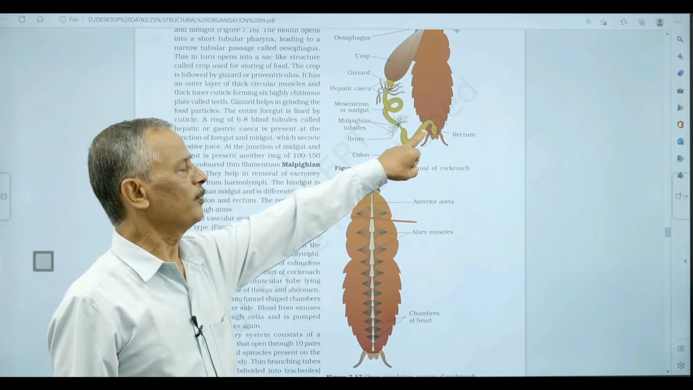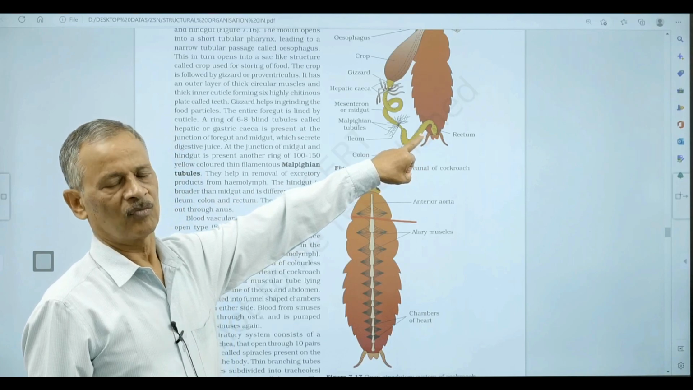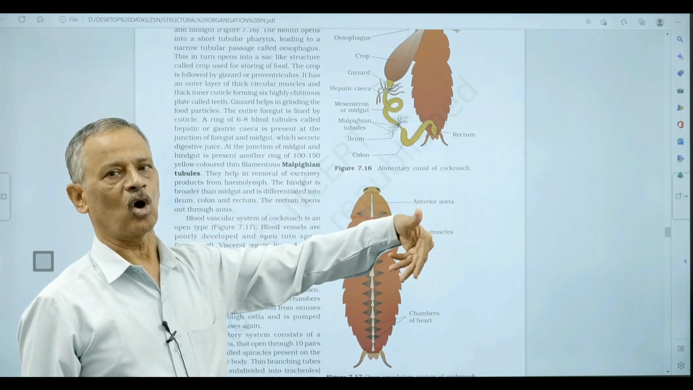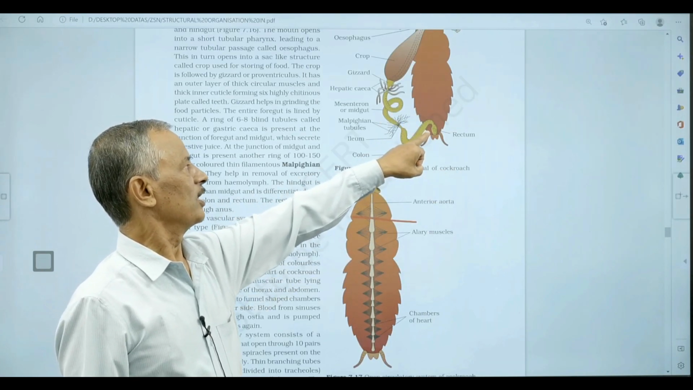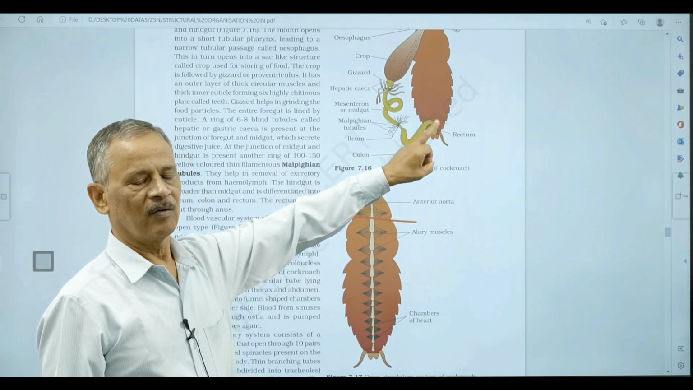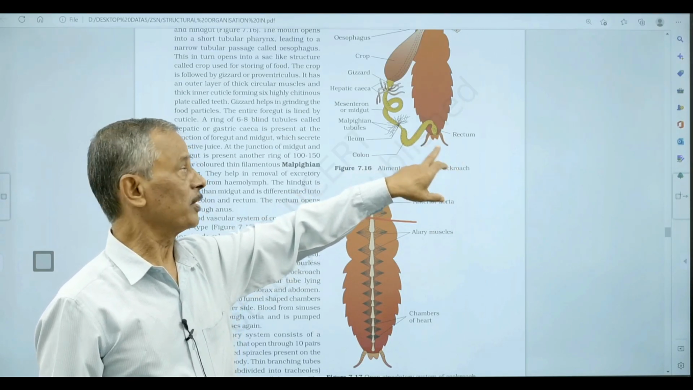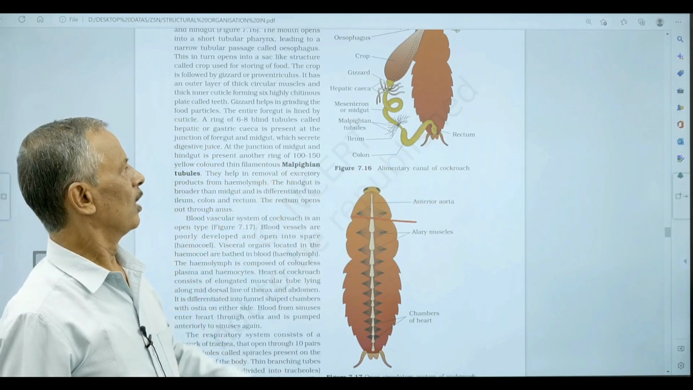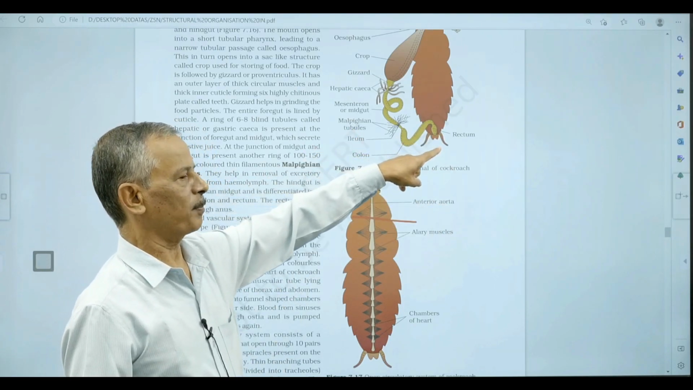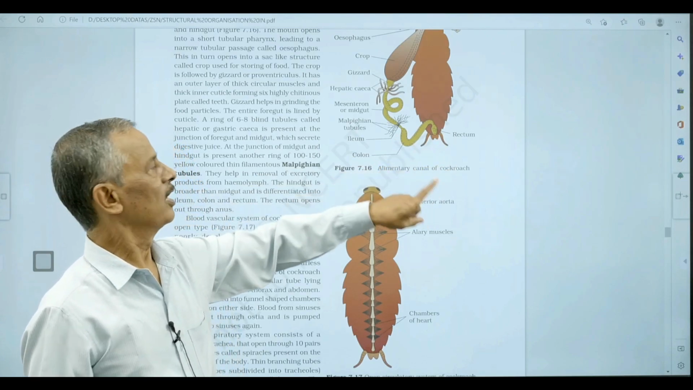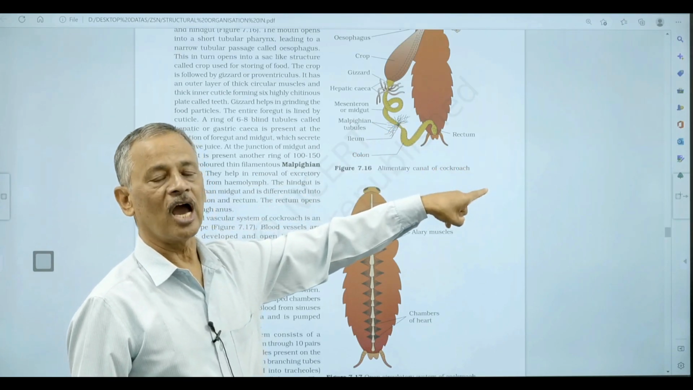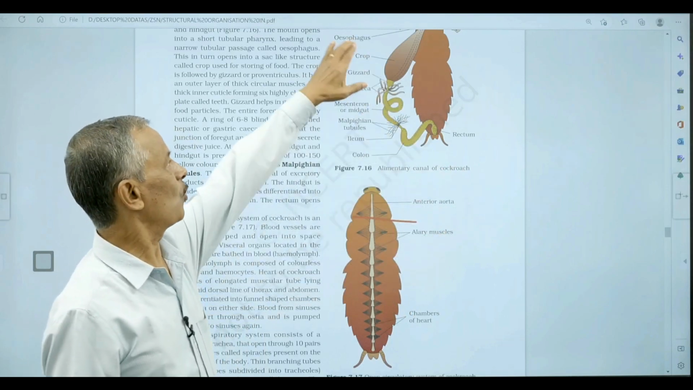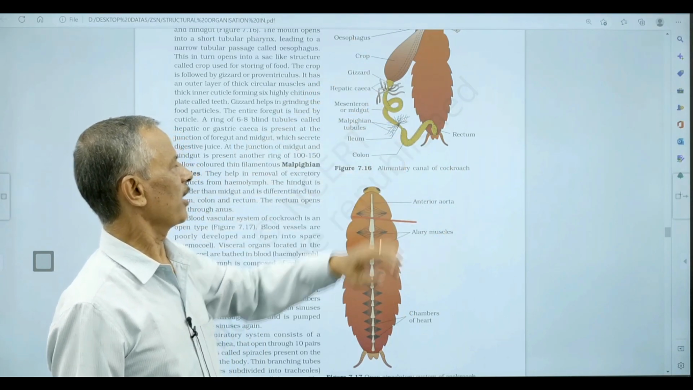Colon is the wide part from where water is absorbed, and the rectum is the part where undigested materials are stored till they are all sent out. So, ileum, colon, rectum represents the hindgut. Hindgut is also lined by cuticle. So, foregut, midgut and hindgut. Okay.